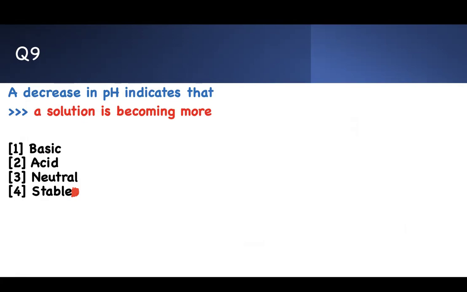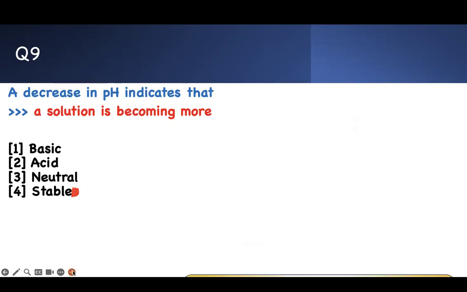A decrease in pH indicates a solution is becoming more what? Basic, acidic, neutral, or stable. There is a relationship between acidic and pH. If your pH goes up, your acidity do what? Think about it. If your pH goes up, your acidity decreases. When your pH go down, your acidity goes up. Therefore, our pH is going down, our acidity is going to increase. Therefore, we're going to have number 2 is our right answer. In basic form, your pH is high. In neutral, pH is normal.